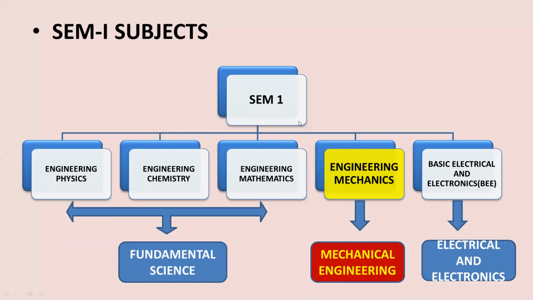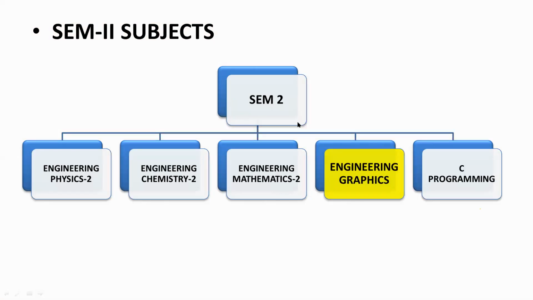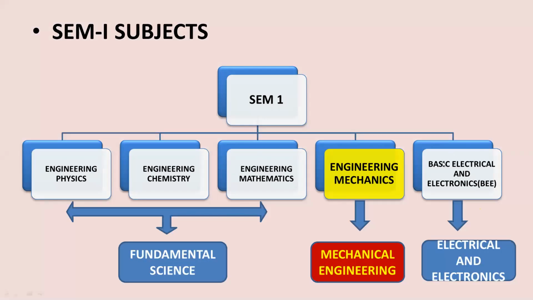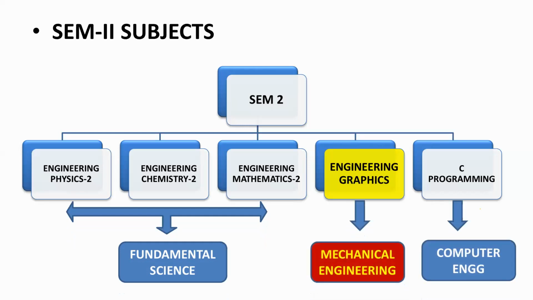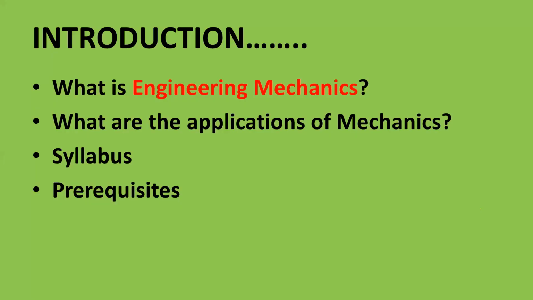For semester 1, we have a total of 5 subjects. For semester 2, we have a total of 5 subjects. So 3 subjects are from the fundamental science, one subject is from mechanical engineering, and one subject is from the BEE, that is electrical and electronics engineering. For semester 2 again, we have 3 subjects from the fundamental science, one subject from computer engineering, and one subject from mechanical engineering. Then we have seen what is the meaning of engineering mechanics, and what the applications of engineering mechanics are.